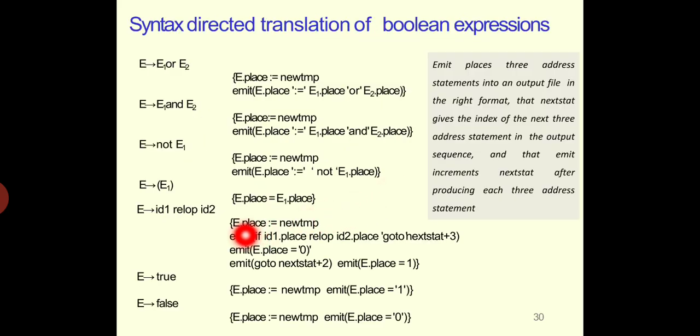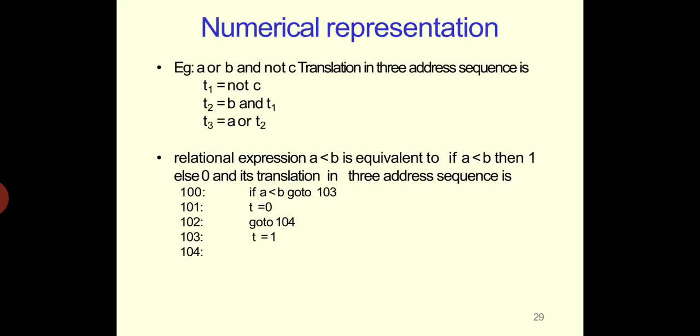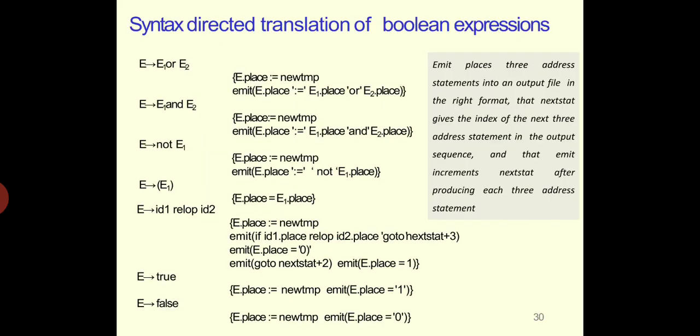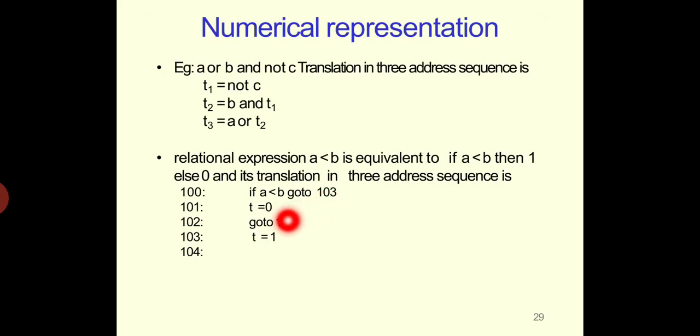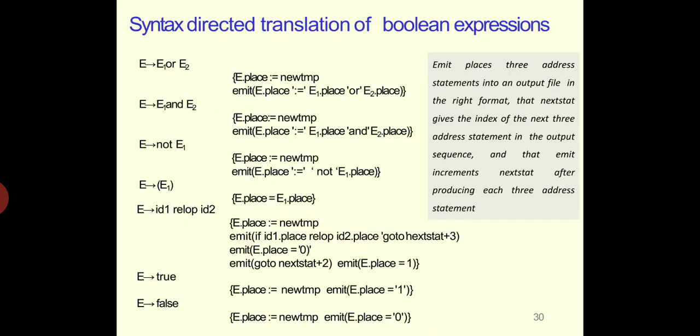Emit E dot place equal to 0. Emit go to next stat plus 2. Now it is t equal to 0. Then it will be incremented and now it is at 102. So emit go to next stat plus 2, 102 plus 2, 104. Emit E dot place equal to 1. So go to 104, t equal to 1. So that will be displayed in the output file.